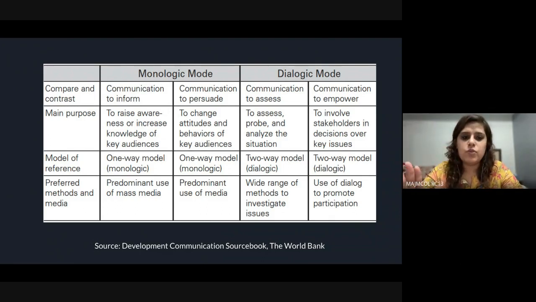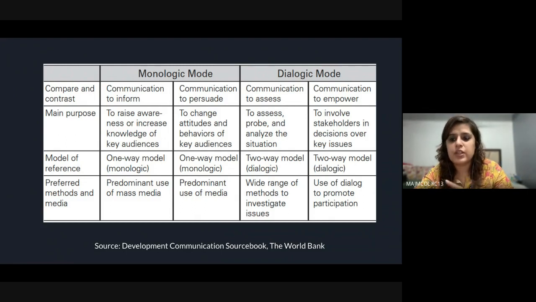Now, monologic mode specifically is to raise awareness, increase knowledge, and to change attitudes and behavior. Whereas dialogic mode is to assess what kind of problems we might face, to analyze what kind of issues can come up in the future, or what kind of issues are being faced at the current moment, and to change that. That is, it is to assess and to empower.